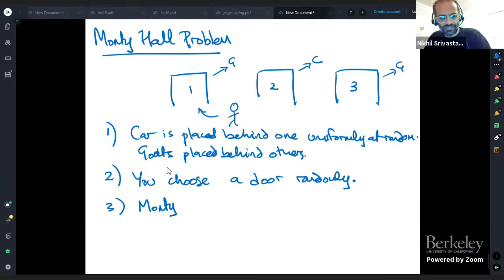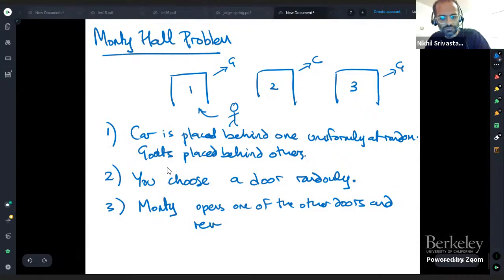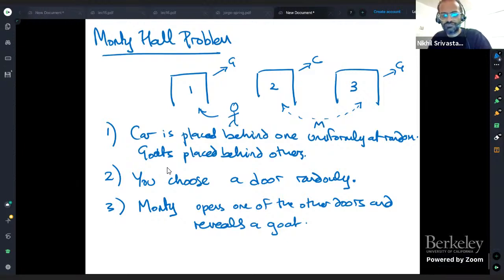And now what Monty does is Monty opens one of the other doors and reveals a goat. Okay, so there are 2 other doors remaining, right? Still everything is hidden. Monty is going to open one of these and show you a goat. And now the question in this game show, which made it very exciting, is should you switch your choice or not?